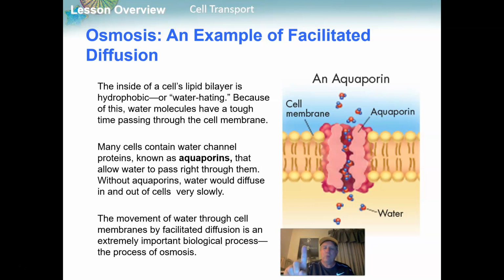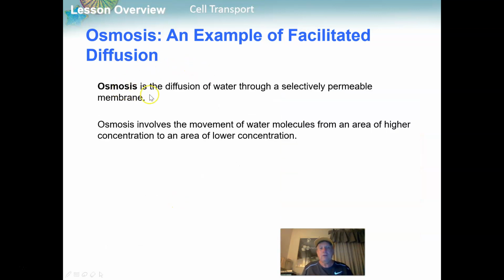Don't forget that word. The movement of water through a selectively permeable membrane is called osmosis, the movement of water. So there's a definition: osmosis, diffusion of water through a selectively permeable membrane. Osmosis involves the movement of water molecules from an area of high concentration to a lower concentration. If you notice my hand, higher concentration up here, lower concentration down here.